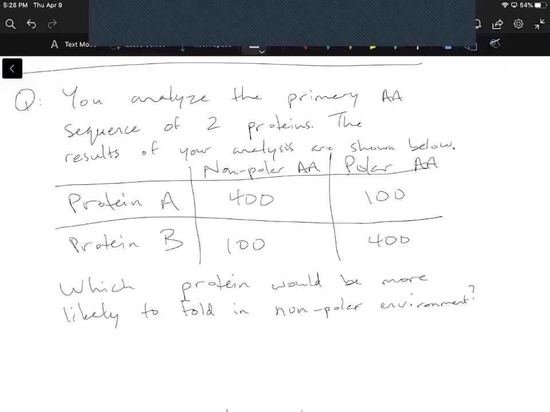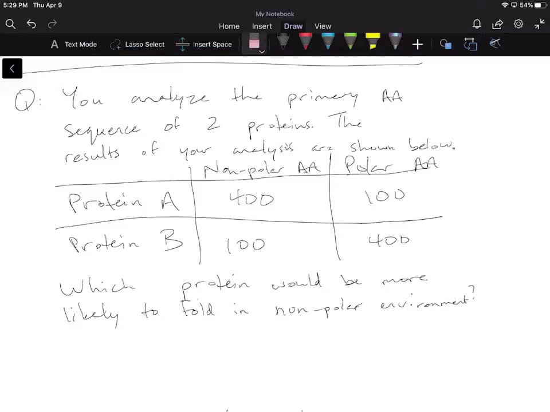Okay, so we went over protein folding in both nonpolar and polar solvents, so I thought it would be a good time to go over a conceptual question that kind of covers the concepts that we just learned about in the previous videos.